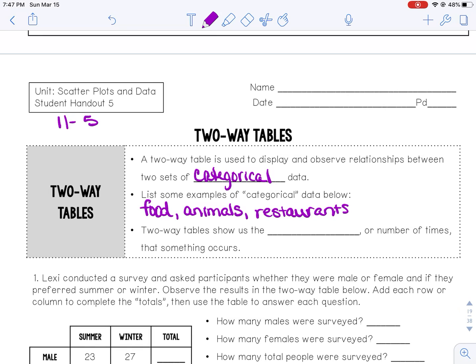Two-way tables show us the frequency, or the number of times that something occurs. You may want to grab a calculator for this because you'll do a little bit of calculating here and there.